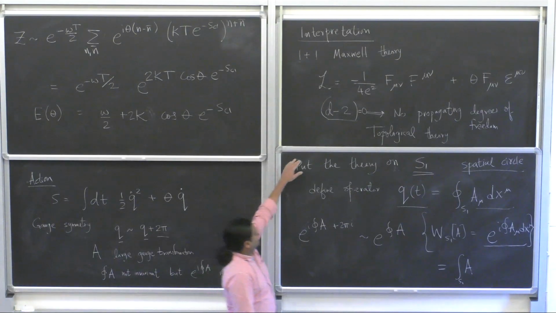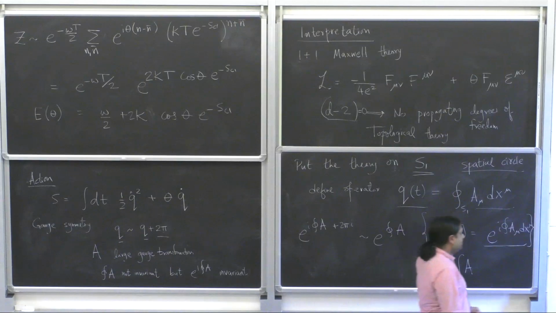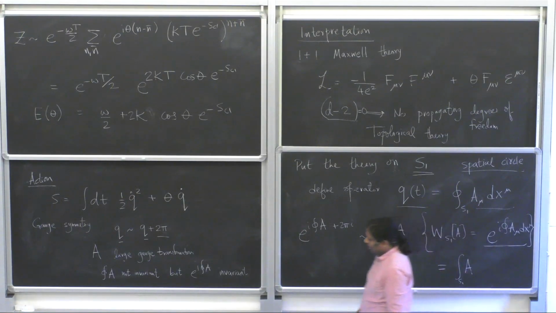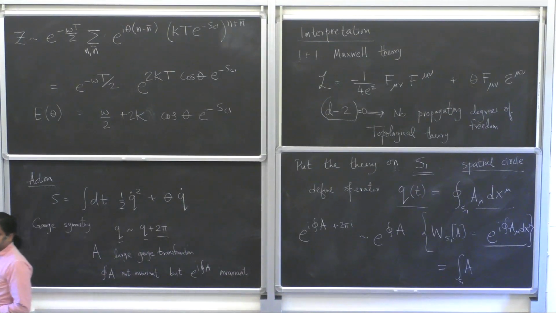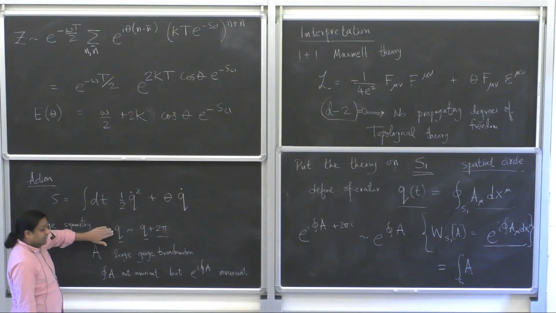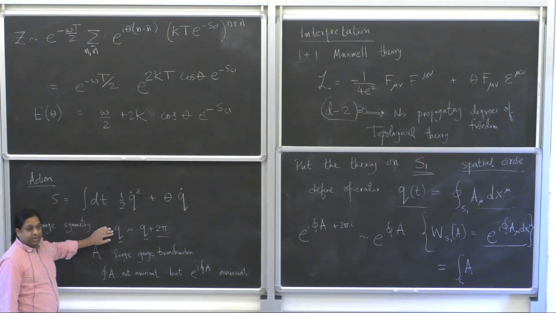There's a gauge symmetry in 1+1 Maxwell. There are large gauge transformations in 1+1 Maxwell, which leave the Wilson loops invariant, but not the integral of A on circles. And those large gauge transformations are precisely the large gauge transformations that we've been talking about for a particle in a circle.